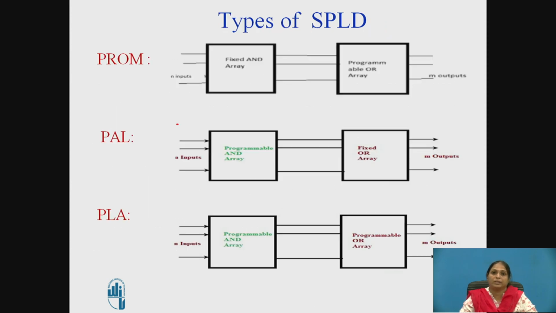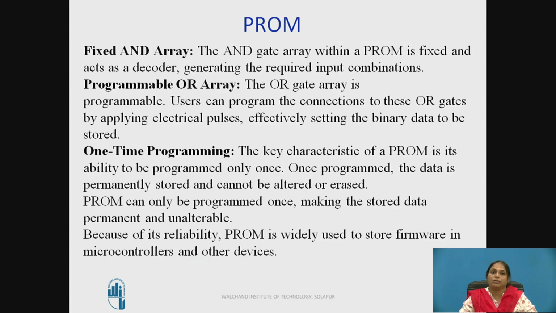This is how they are classified by programmability. PROM, PAL and PLA are classified depending upon the programmable capacity of the AND and OR arrays. PROM consists of a fixed AND array and a programmable OR array, whereas PAL consists of a programmable AND array and a fixed OR array, whereas in PLA we can program both the AND array and the OR array to get the output for the given inputs.